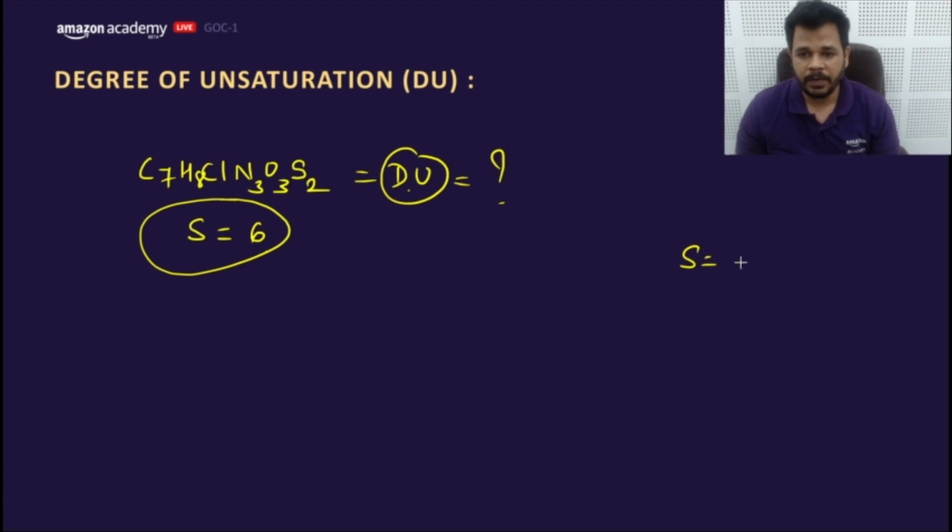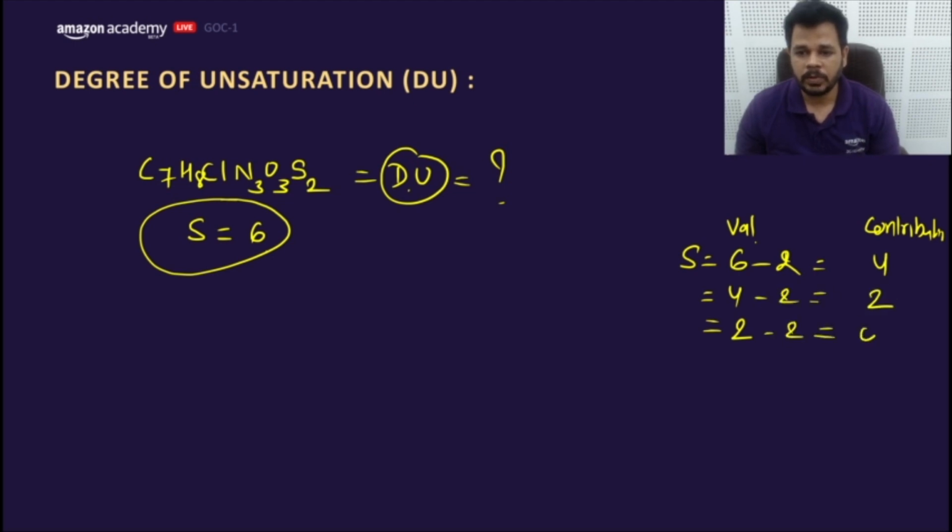Sulfur can behave differently as per its valencies. It can show valency of 6, 4 or 2. So contribution can differ. Like 6 minus 2, the contribution would be 4. 4 minus 2, the contribution would be 2. 2 minus 2, the contribution would be 0.